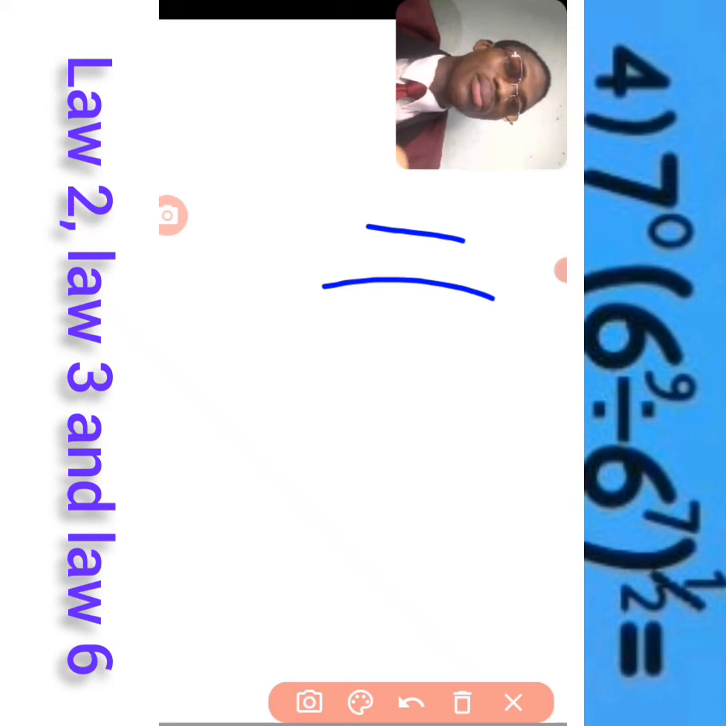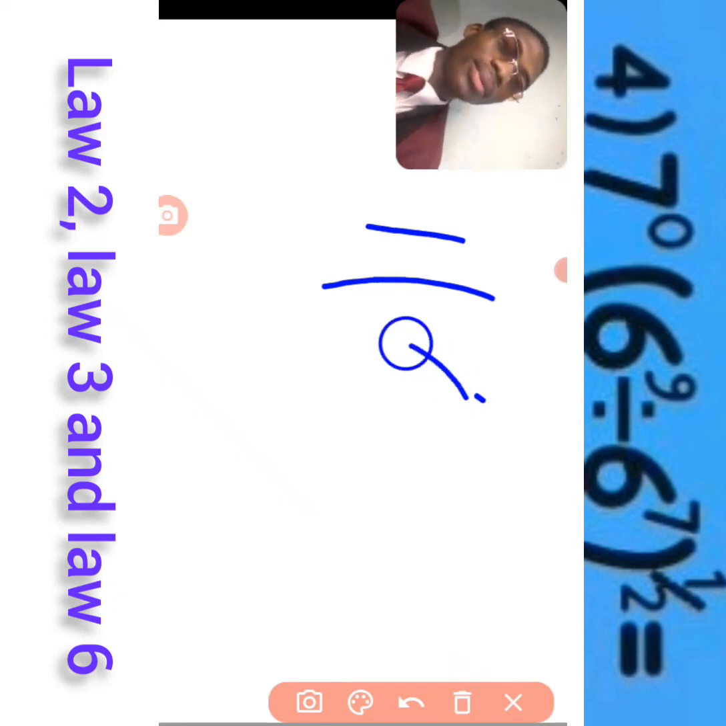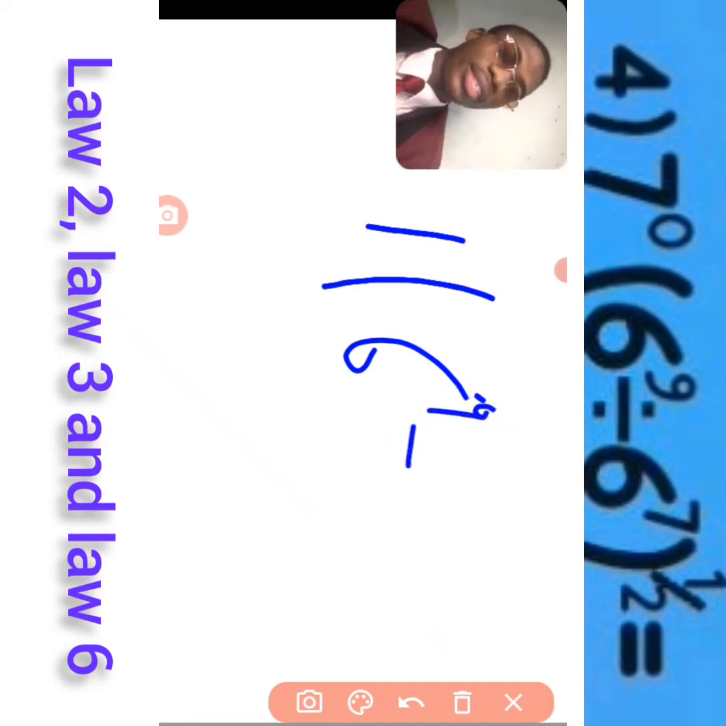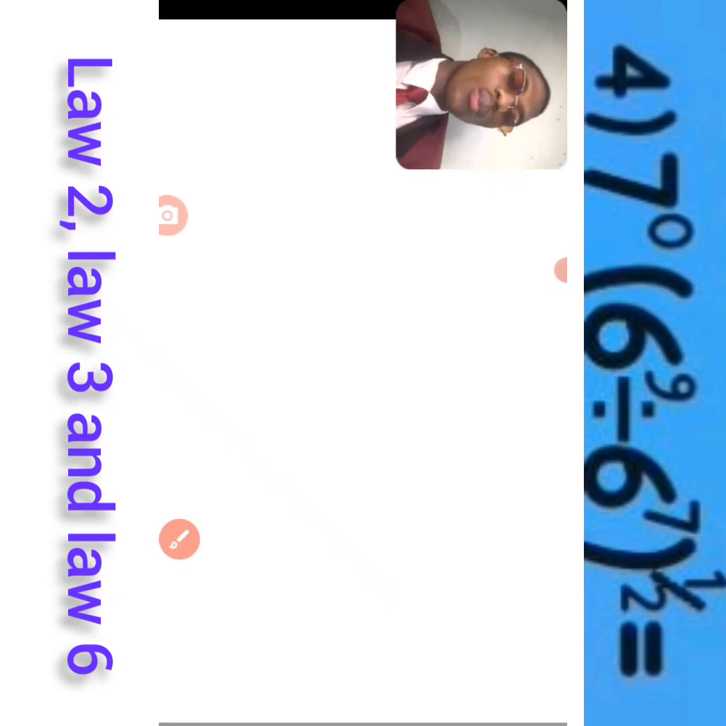Now this 1 represents 7 to the power 0. Then 6 raised to the power 9 divided by 6 raised to the power 7, all this to the power of a half. Good. So 1 multiplied by anything leaves the number the same, unchanged.